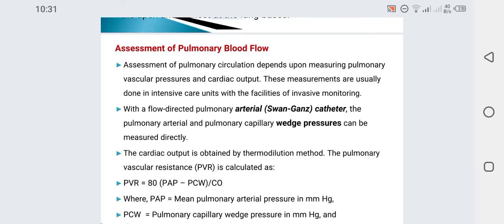Come to the assessment of the pulmonary blood flow. The assessment of the pulmonary circulation depends upon measuring the pulmonary vascular pressure and the cardiac output. These measurements are usually done in intensive care units with the facilities of invasive monitoring.